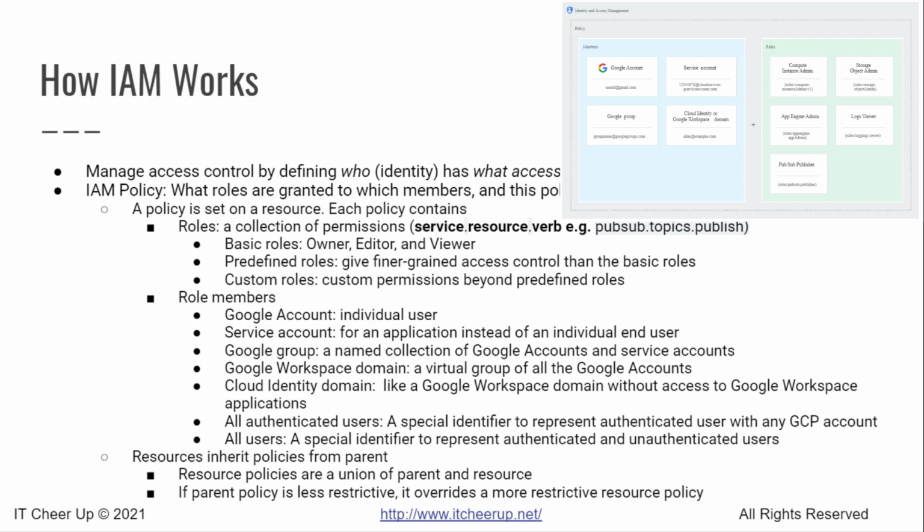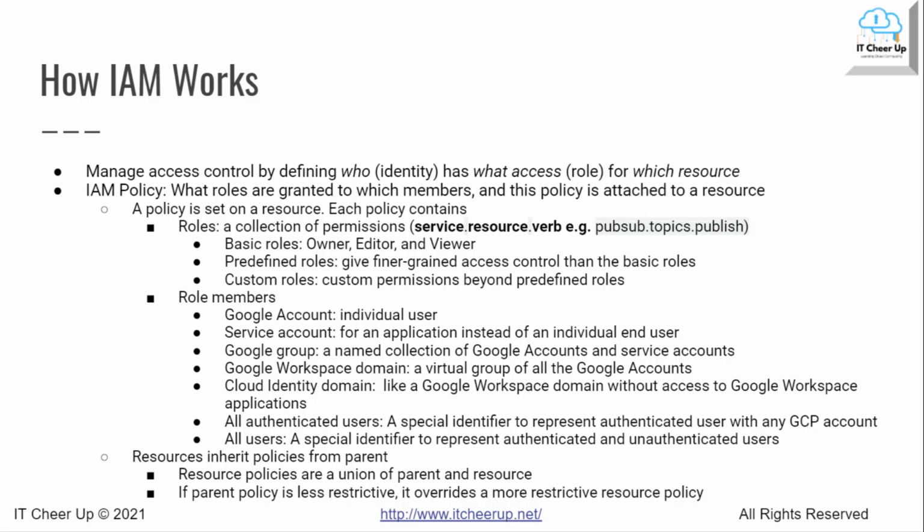A role is a collection of permissions with the format service.resource.verb, for example, pubsub.topics.publish. There are three types of roles: basic roles, which are owner, editor, and viewer. The predefined roles give more fine-grained access control than the basic roles. You can also create custom roles for the needs of your organization when predefined roles don't meet your needs.